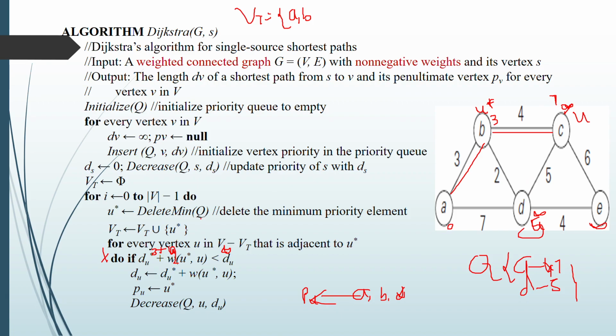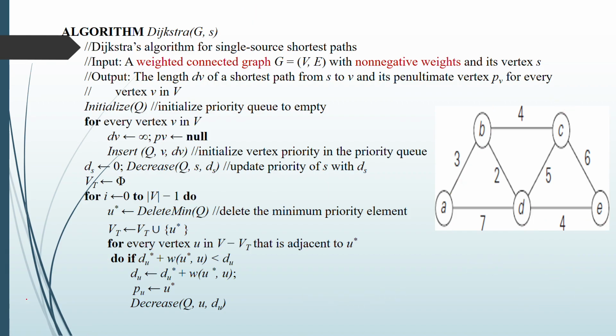Next you delete the min. So which one is min now? 7, 5 and the remaining E is infinity. Which one is minimum? 5 is the minimum now here. Okay, D is the minimum. That one you have to take now. So in the next step, A is already there and B is also there. Now you are going to take D here.